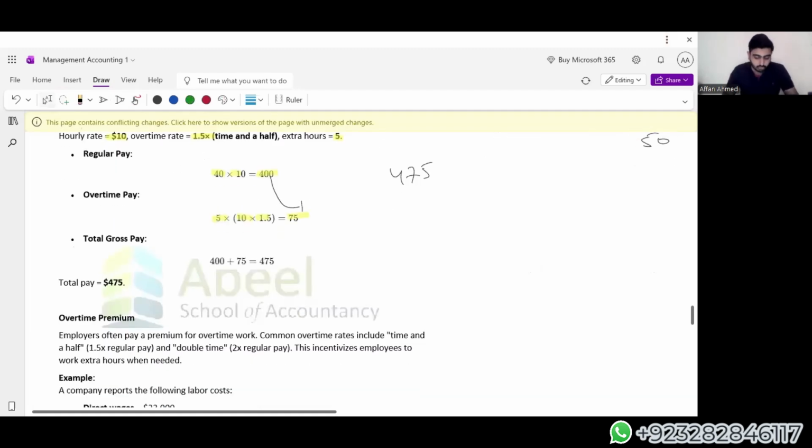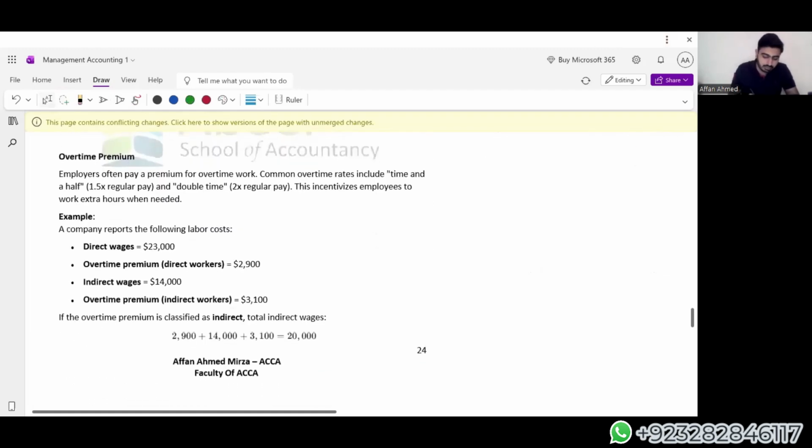Now, overtime premiums. Overtime premiums basically say that employers often pay a premium for overtime work. Common overtime rates include time and a half and, in some scenarios, double. This incentive is good for the employees as they are motivated to work some extra hours if there is a requirement for it. An example says direct wages are 23,000. Overtime premium for direct worker hours is 2,900. Indirect wages are 14,000, and overtime premium for indirect workers is 3,100.